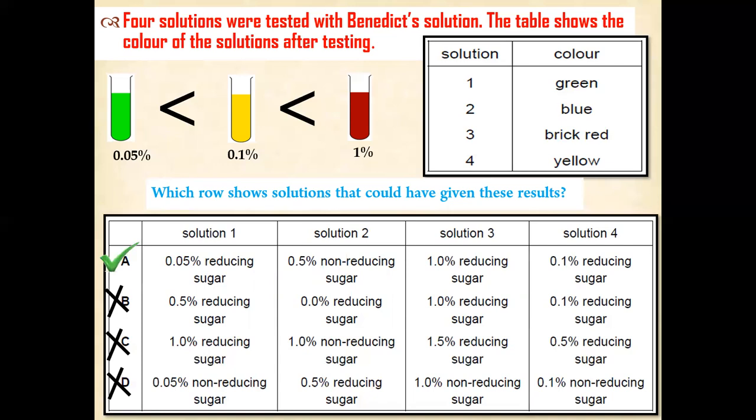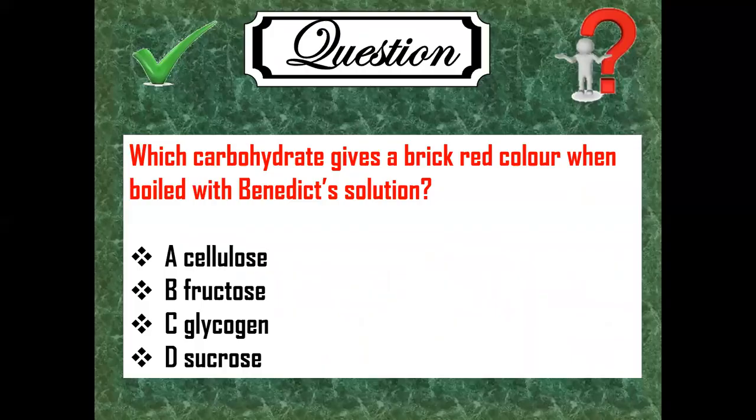We're going to move to a similar type of another general question. Which carbohydrate gives a brick red color when boiled with Benedict solution? Now, here the examiner has given us different types of carbohydrates, for example, cellulose, fructose, glycogen, sucrose. So there are some polysaccharides and some monosaccharides.